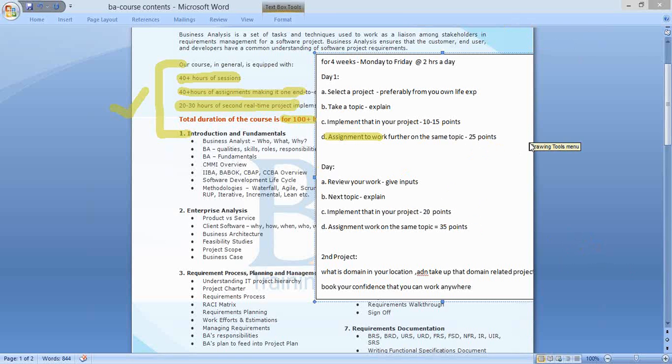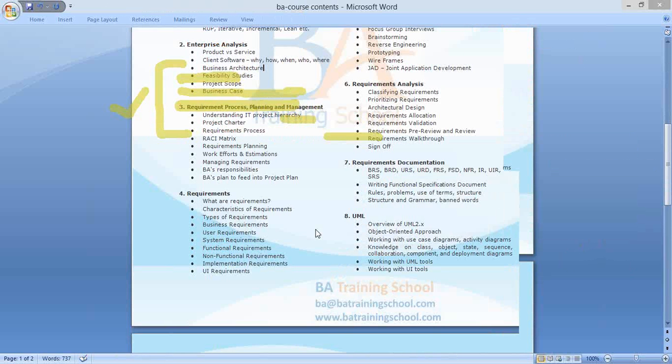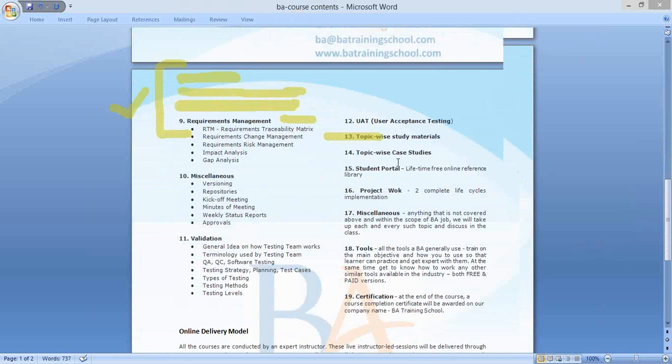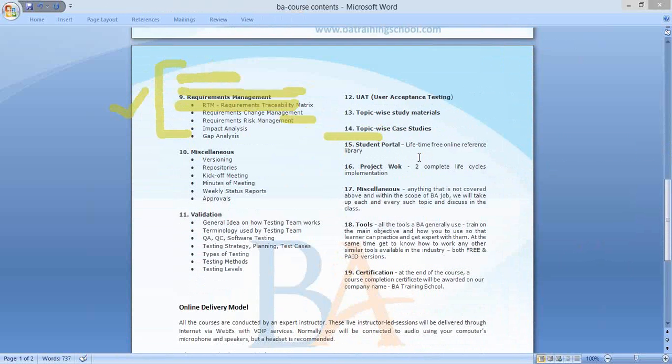Other than this, we are going to learn more; this is not finished. So you get the topic-wise study materials and case studies. That is your own project, and another second project I will also give you. You're also going to get a student portal, which is only for our students.